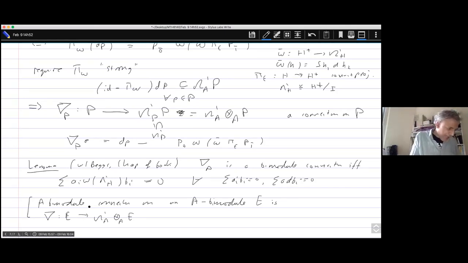That's why I haven't put a hat on them. And I'm thinking about how much I need to say to you, really. I think I'm just going to say the bare minimum. There's the Leibniz rule, obviously. So nabla E of aE should obviously be da tensor E plus a nabla E.